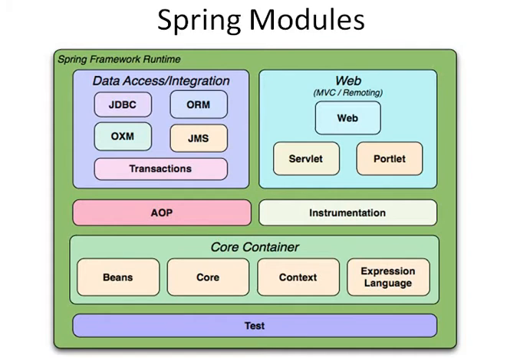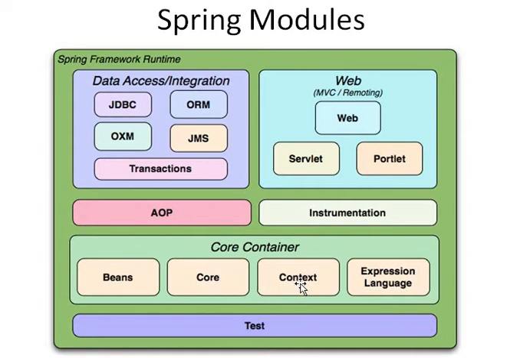So starting with the test, this layer provides the support of testing with JUnit and TestNG framework. The core container contains beans, core, context and expression language, out of which beans and core modules provide IOC, which is inversion of control, and dependency injection features. We will go through the same in the coming tutorial.